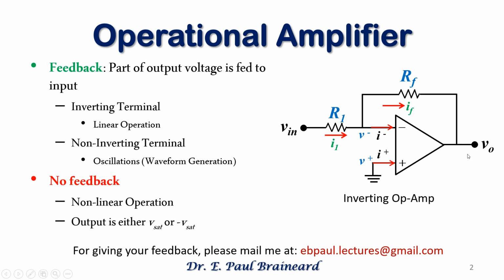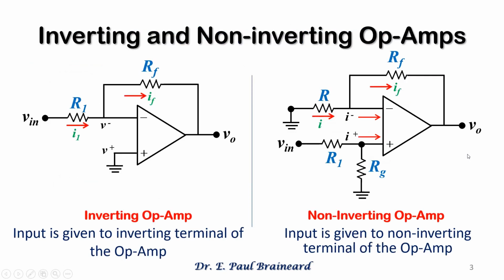One important thing I wanted to mention here is, in the next few lectures, we will discuss about linear op-amp circuits where feedback is given to inverting terminal. Well, we will look at inverting and non-inverting op-amps. If the input is given to inverting terminal, then it is called inverting op-amp. If the input is given to non-inverting terminal, then it is called as non-inverting op-amp. In few moments, we will see the reason for them being called so.